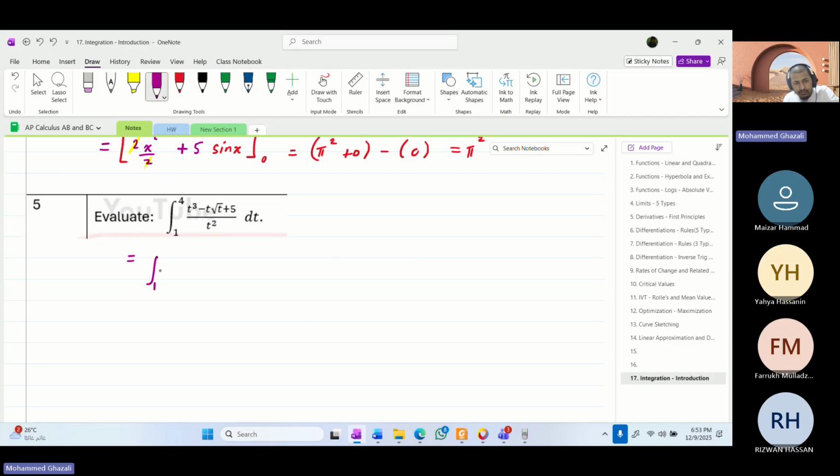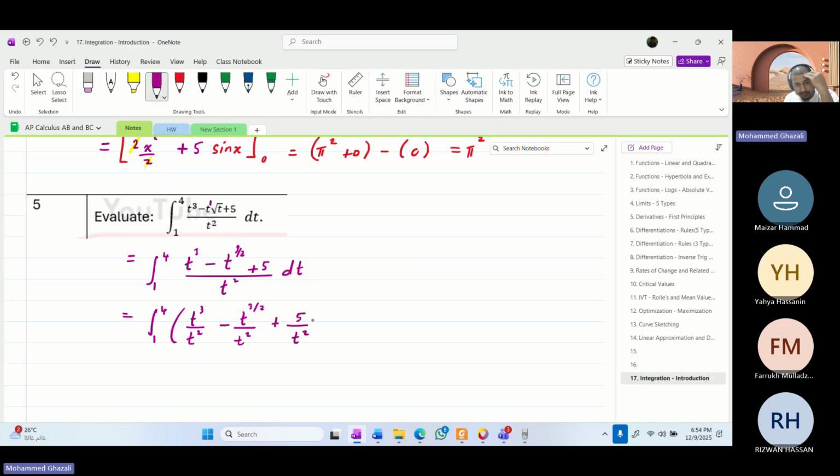Let's put this in power form. So that's t cubed. What is this? T to the power half plus 1, which is 3 over 2, plus 5 divided by t squared dt. Now split up each one: t cubed over t squared, t to the power 3 over 2 over t squared, plus 5 over t squared.